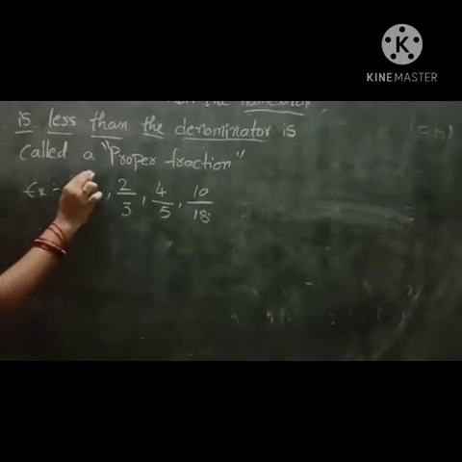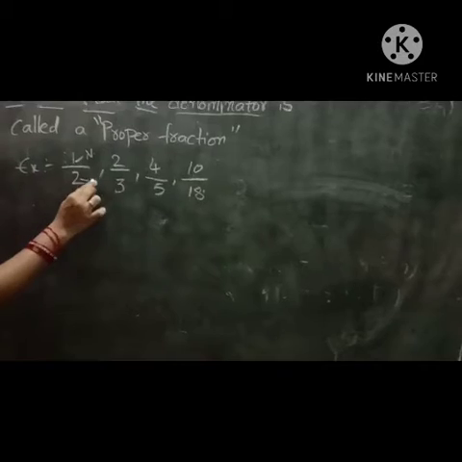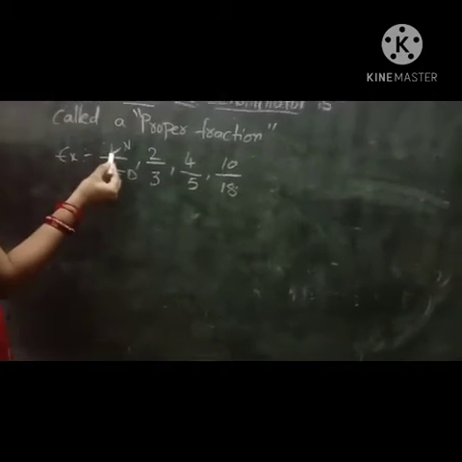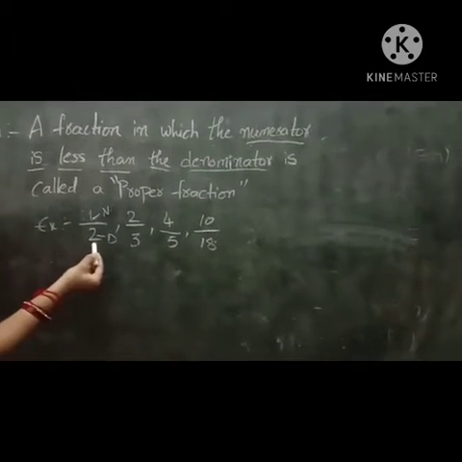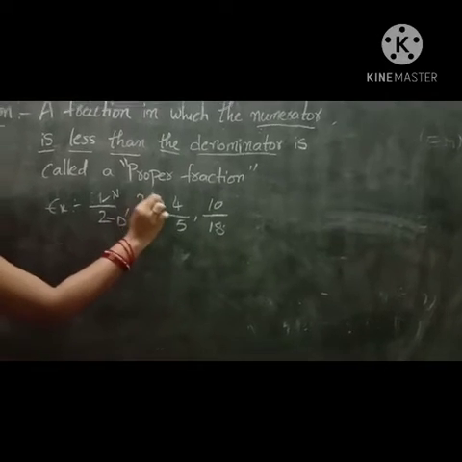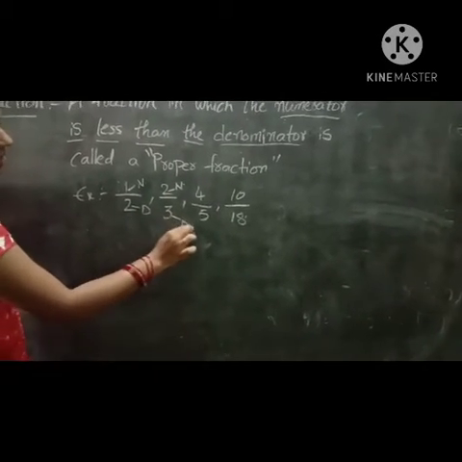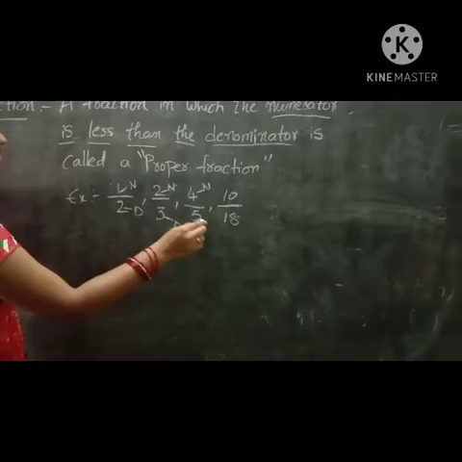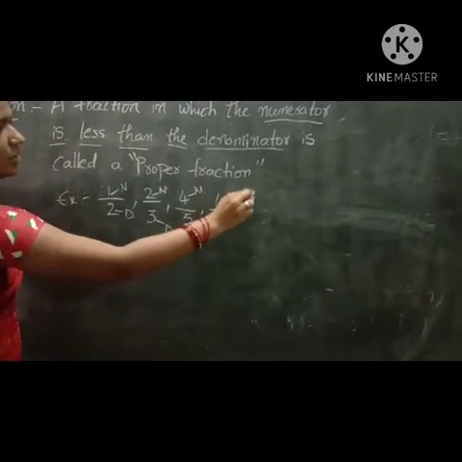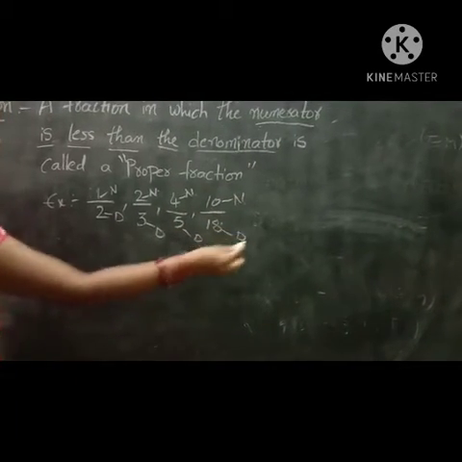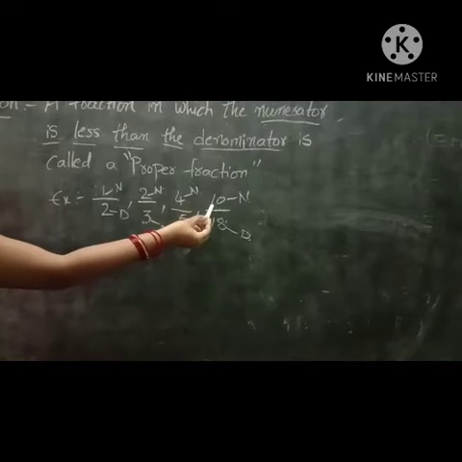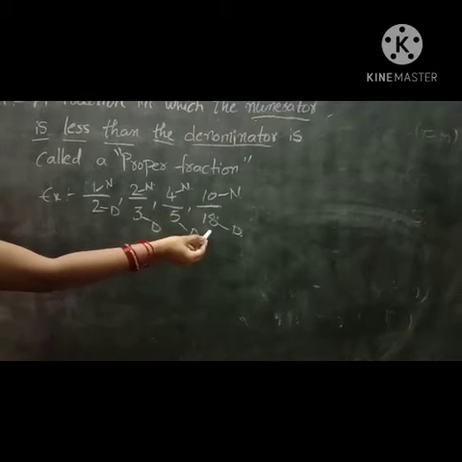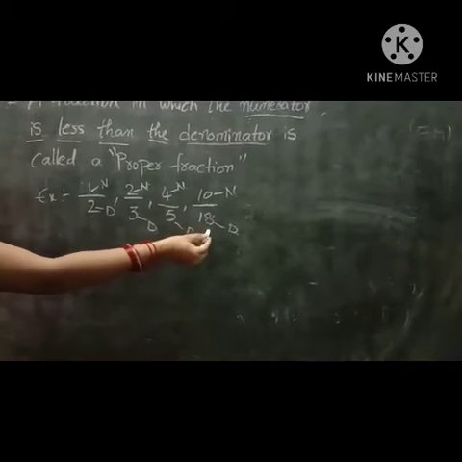See here, this is the numerator and this is the denominator. Here the numerator is a small number and the denominator is a big number. Here also this is the numerator and this is the denominator. Here the numerator is a smaller number than which one? The denominator. Yes.